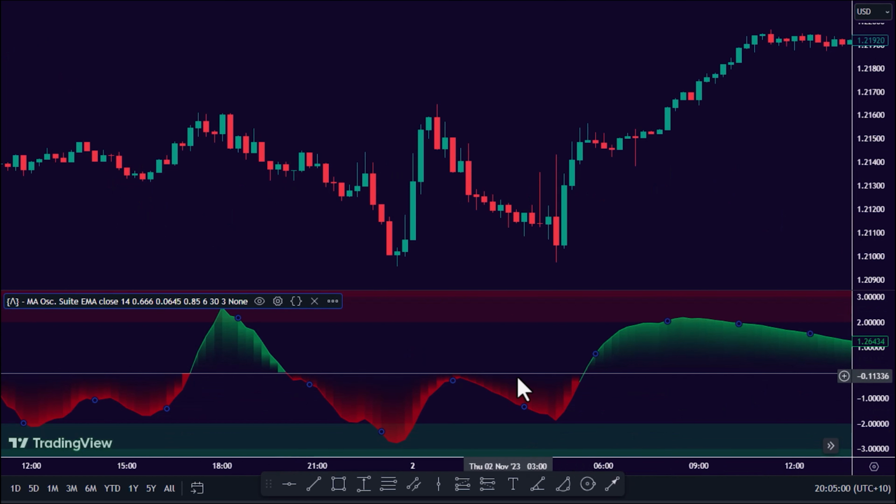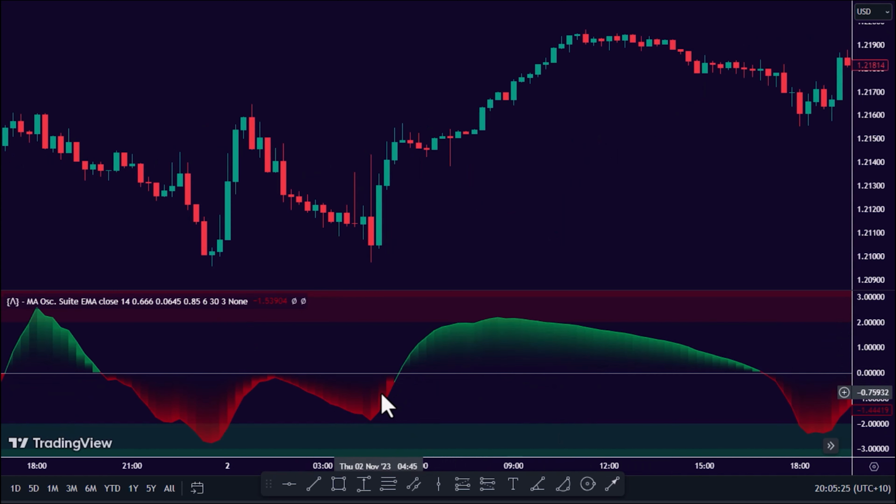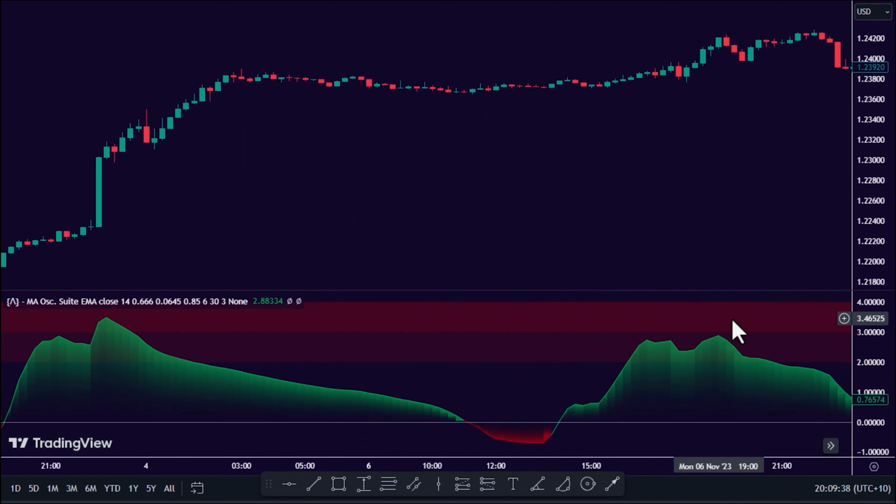The central access point for this indicator's analysis is the zero line. The overbought and oversold levels are represented by the upper and lower levels. Then there's the Z-line, which changes color between green and red. A red Z-line indicates the market might be overbought when it enters the upper level. A green Z-line, on the other hand, signals the market might be oversold when it enters the lower level.